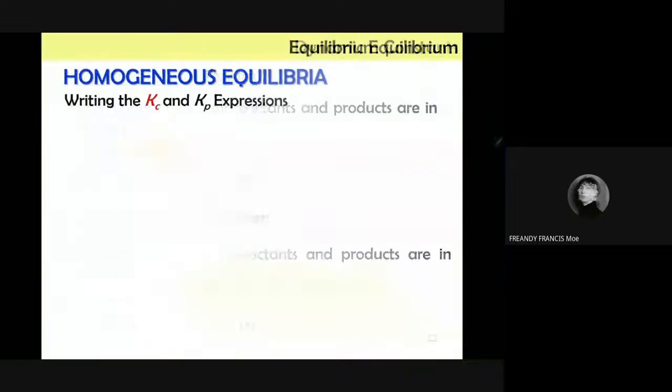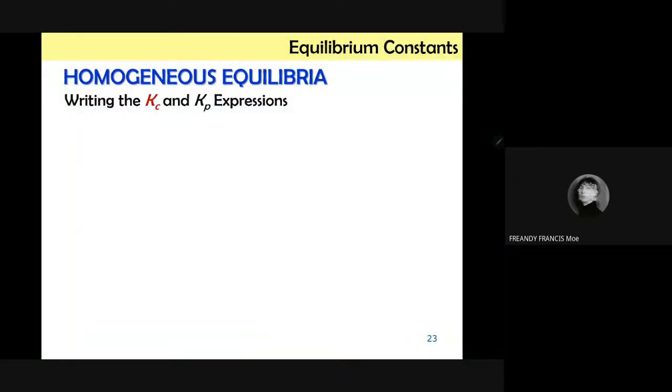So kita tengok macam mana kita nak buat homogeneous equilibria writing Kc dan Kp. Ada C subscript and P subscript. C ni merujuk kepada concentration, dan P ini using pressure. So kita boleh kira Kc dan Kp menggunakan concentration ataupun pressure sebenarnya.